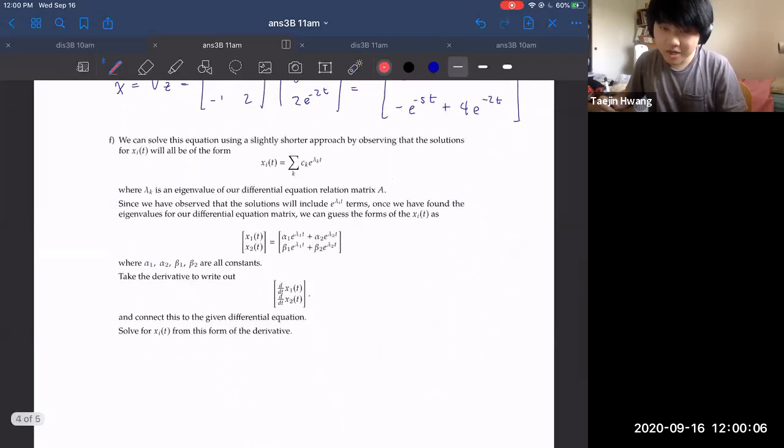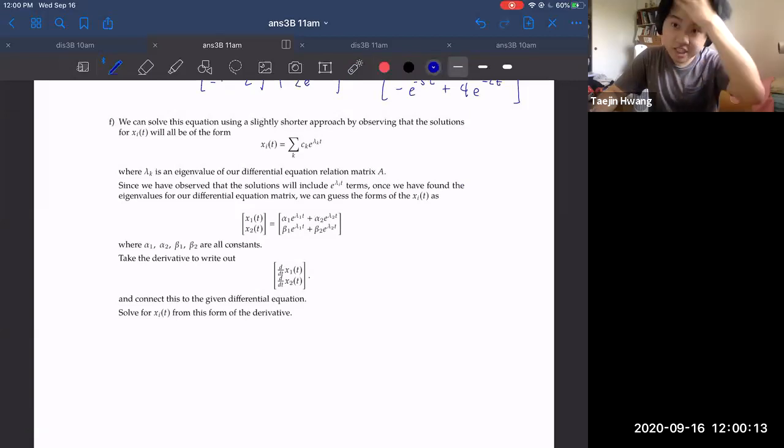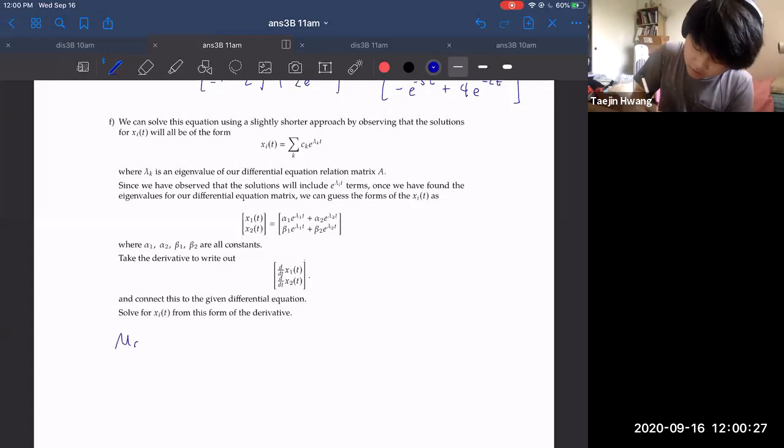And I guess the last comment I wanted to make for part F, which I encourage you to do on your own, is we're going to essentially solve the exact same problem, except with guess and check. So this is going to tie everything we did in guess and check in the earlier discussions to how we can use guess and check for vector differential equations.